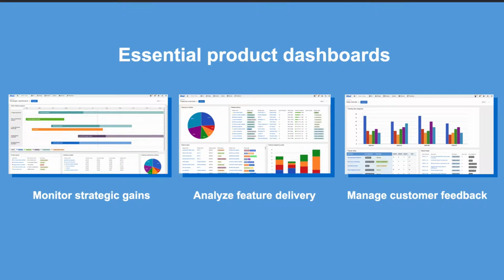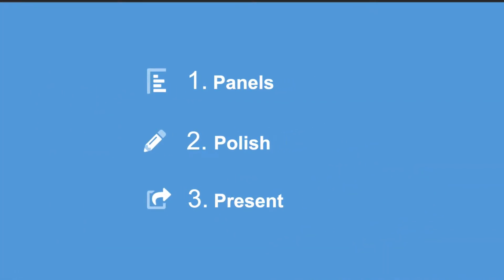And then there are 3 key concepts that will be helpful for building any dashboard in AHA. These are panels, polish, and present. So we'll start out with panels as the first step because adding report panels is how you start building out your actual dashboard view. Then we'll cover how to polish your dashboard view to bring those important metrics into focus by adjusting your panel layout and updating your panel titles and views.